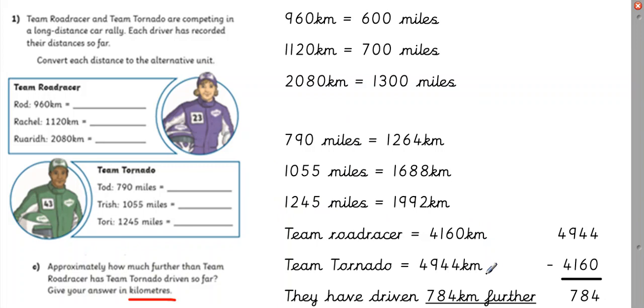So now what I need to do is find the difference. I'm going to do 4,944 minus 4,160, which is 794. So that means that Team Tornado have driven 794 kilometres further. Please make sure when you are writing your answers that you write a sentence at the bottom so that your answer is clear. Well done if you got that one correct.